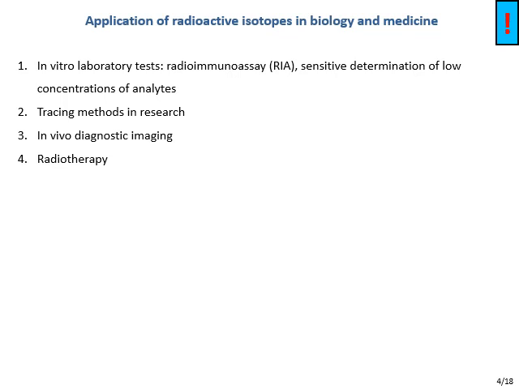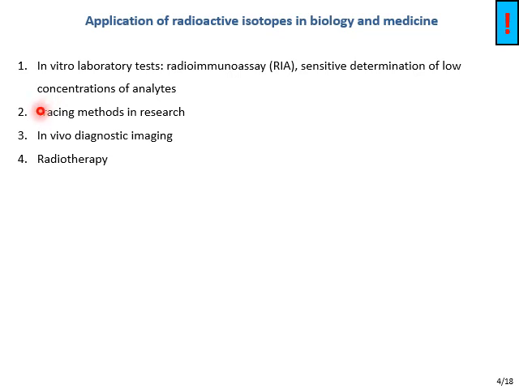In the next and longer part of the lecture, we are going to discuss the application of unstable or radioactive isotopes. And as you can see in this introductory slide, I have divided the application of radioactive isotopes into four categories. First, we are going to briefly discuss the application of radioactive isotopes in vitro laboratory tests, which are aimed at the determination of very low concentration of analytes. And the name of this approach is radioimmunoassay.